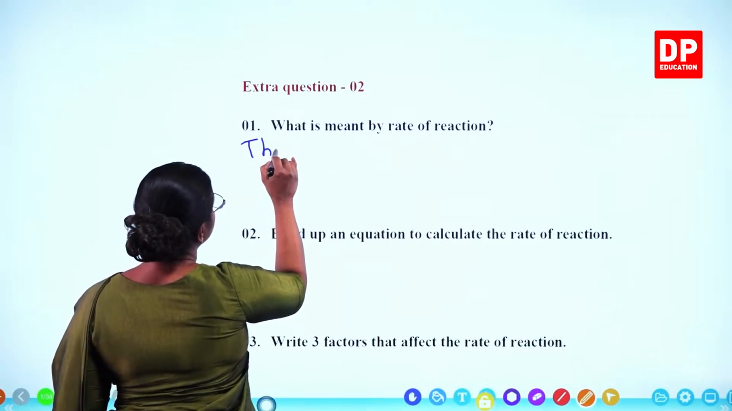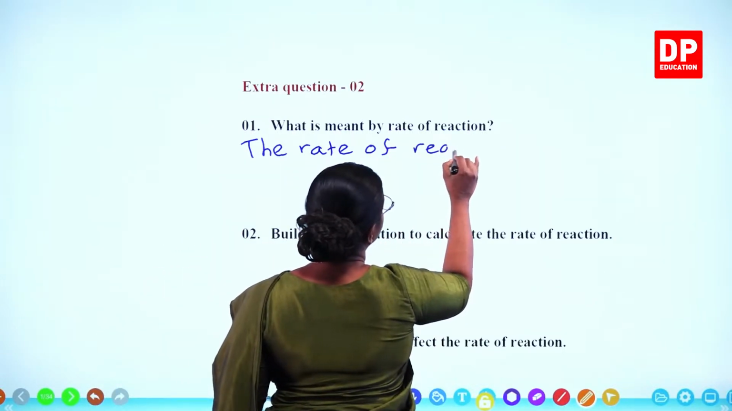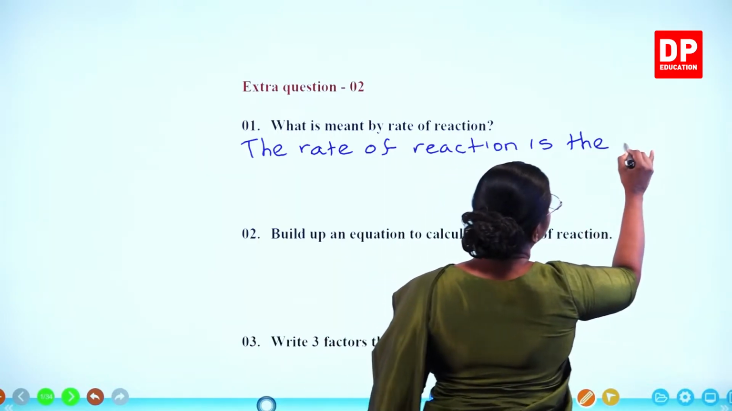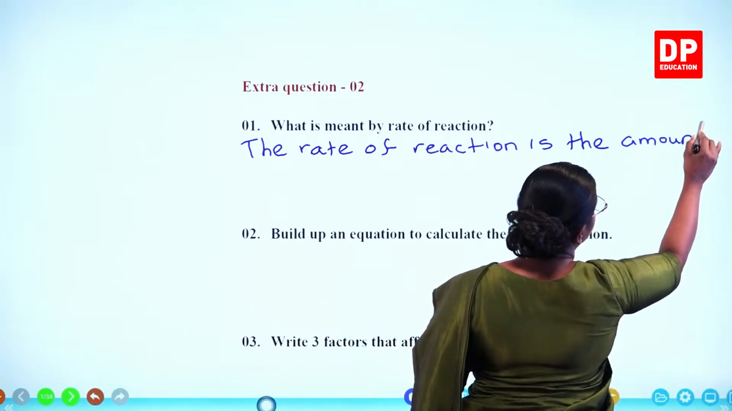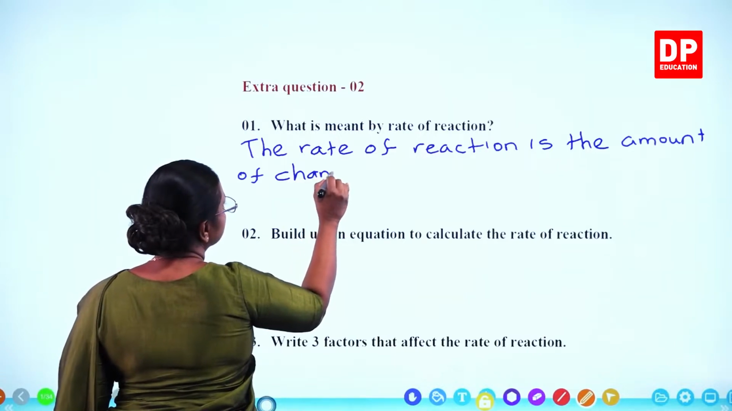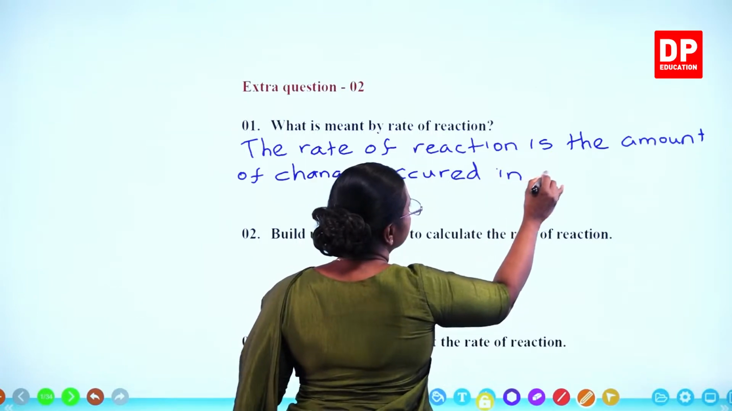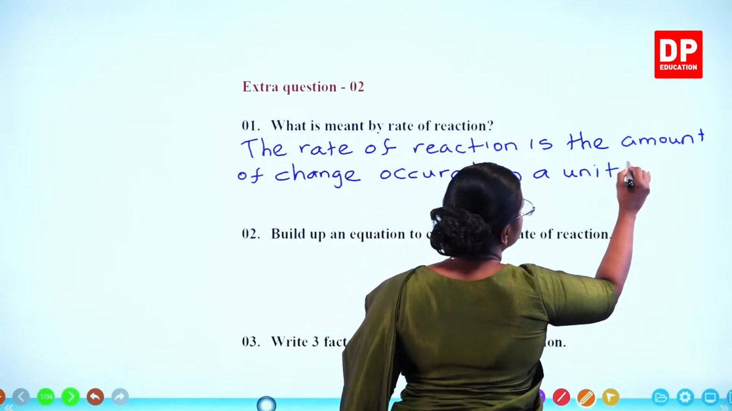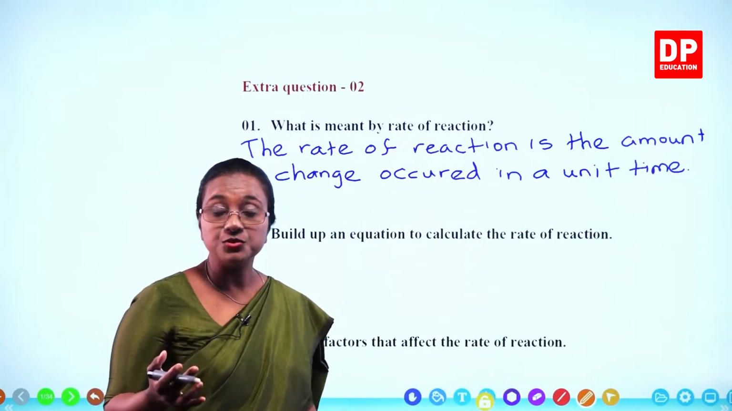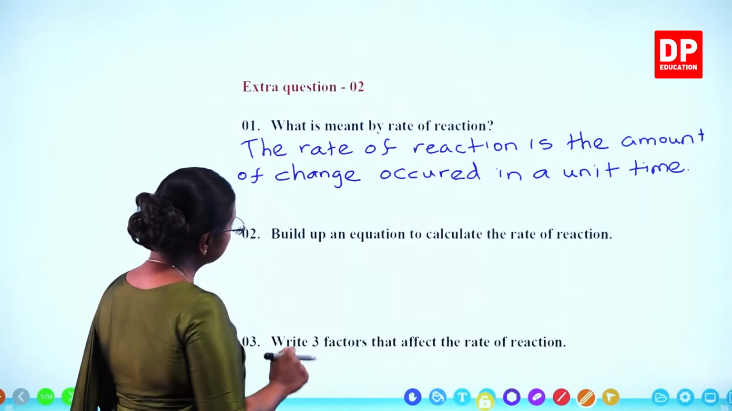The rate of reaction is the amount of change occurred in a unit time. So it can be either the reactants used up in a unit time or the products formed in a unit time. Then the second question.